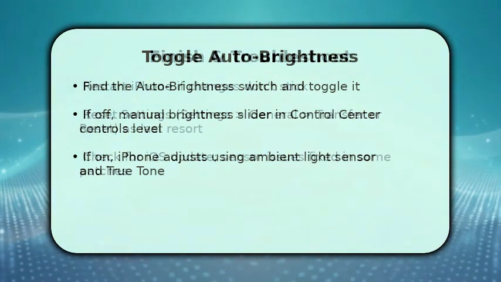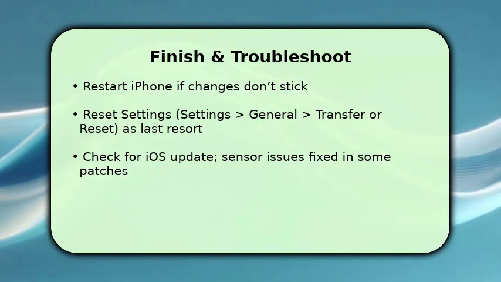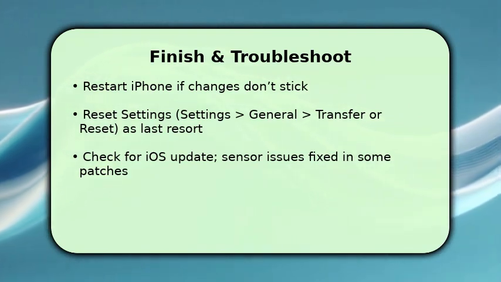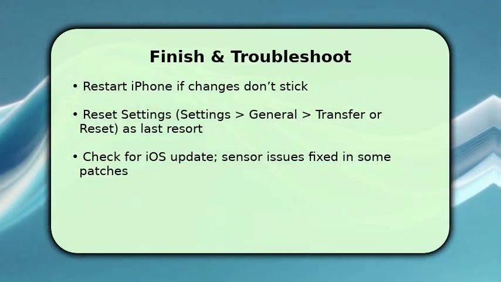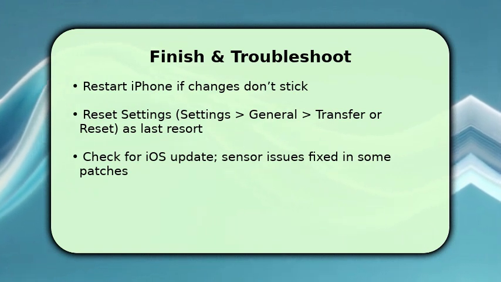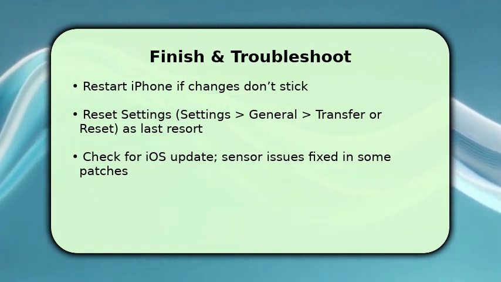Finish by testing in varied lighting. Bright outdoors and dim indoors to confirm behavior matches your choice. If the toggle won't stick or brightness still jumps, restart the iPhone first. That clears temporary sensor glitches.